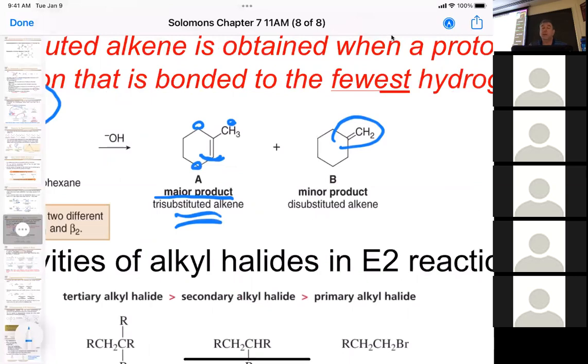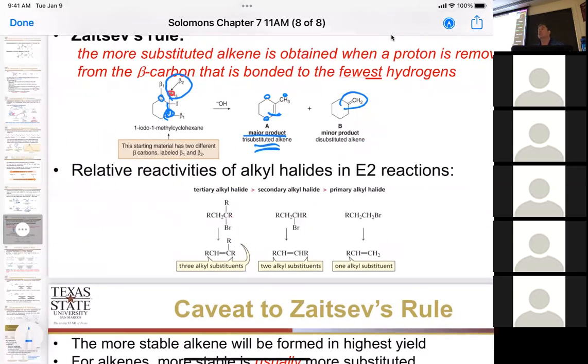In fact, when you do the homework for this, which I've extended till Friday, by the way, when you're asked to do this, draw both of them and then determine which one's the most stable. And then that's going to be your major product.